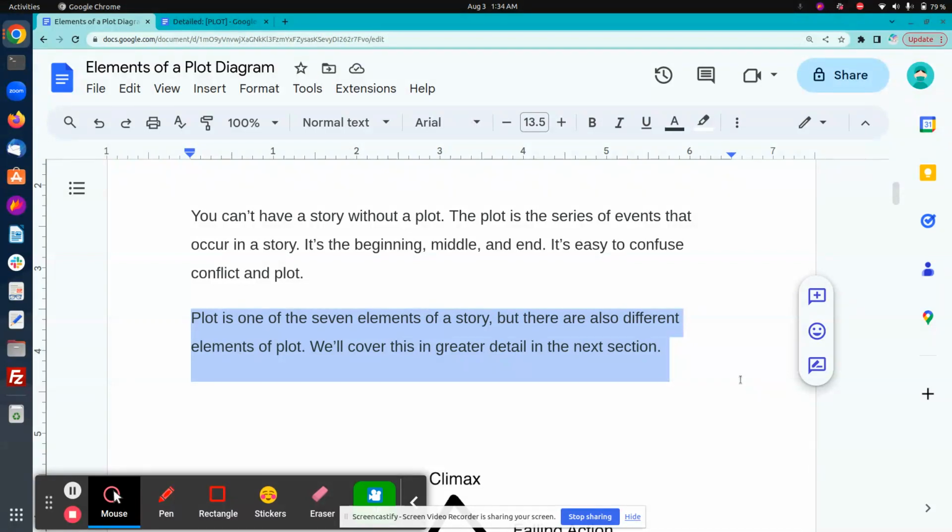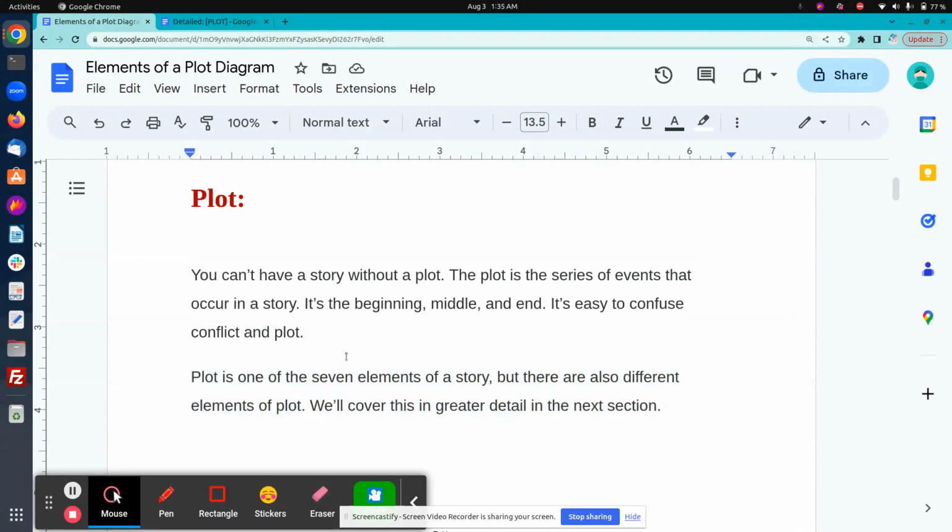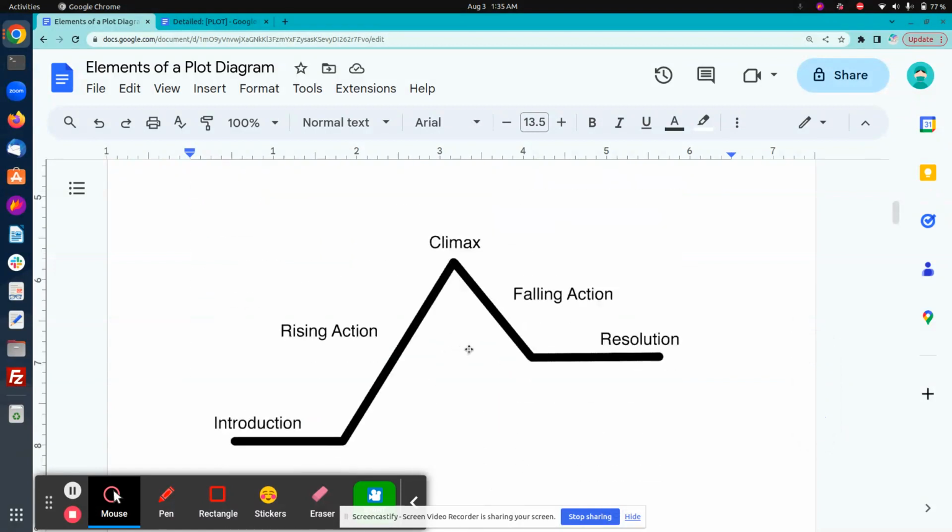So we are not going to study the seven elements of a story, but we're only going to focus on the elements of a plot. We have introduction, we have rising action, climax, falling action, and resolution. All right, or you can say the ending of a story. Climax, where the tension occurs. So we're going to just gain an overview about what all of these are.